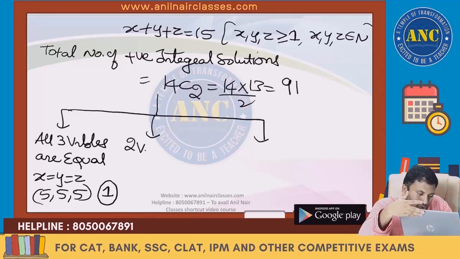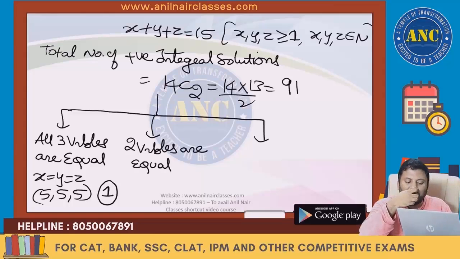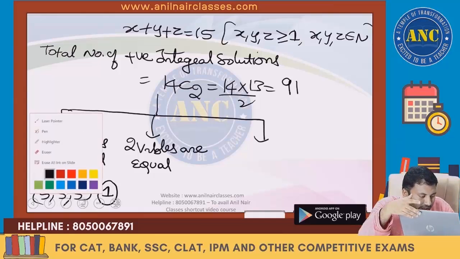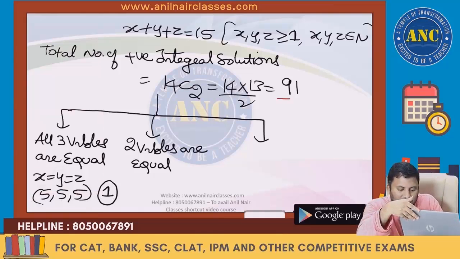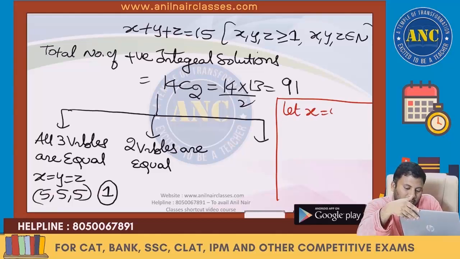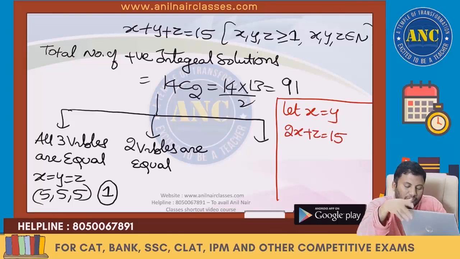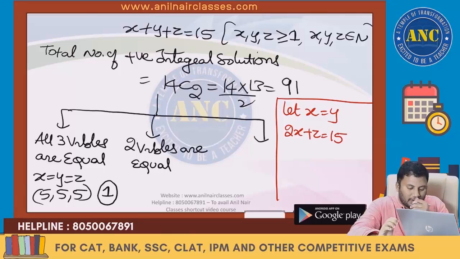Two variables are equal. Listen carefully, if let us say two variables are equal, let x equivalent to y. So this is nothing but 2x plus z equivalent to 15.